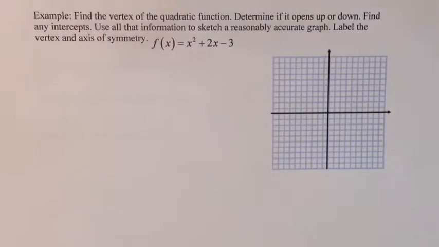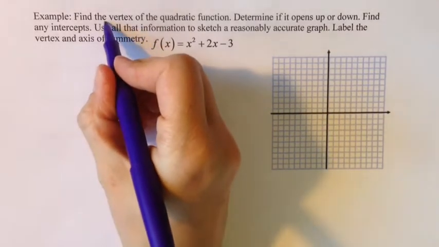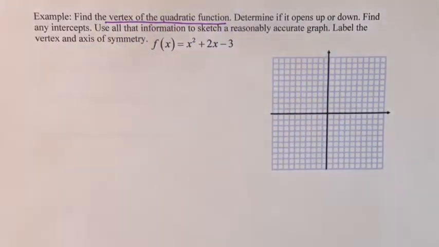Now we're going to do an example where we put all this information together. We're going to find the vertex of a quadratic function, decide if it opens up or down, and then find any intercepts. Finally, we'll use all that information to sketch a reasonably accurate graph of this quadratic function. The first thing that we're going to do is find the vertex of this quadratic function. I'm going to use the vertex formula to do that.